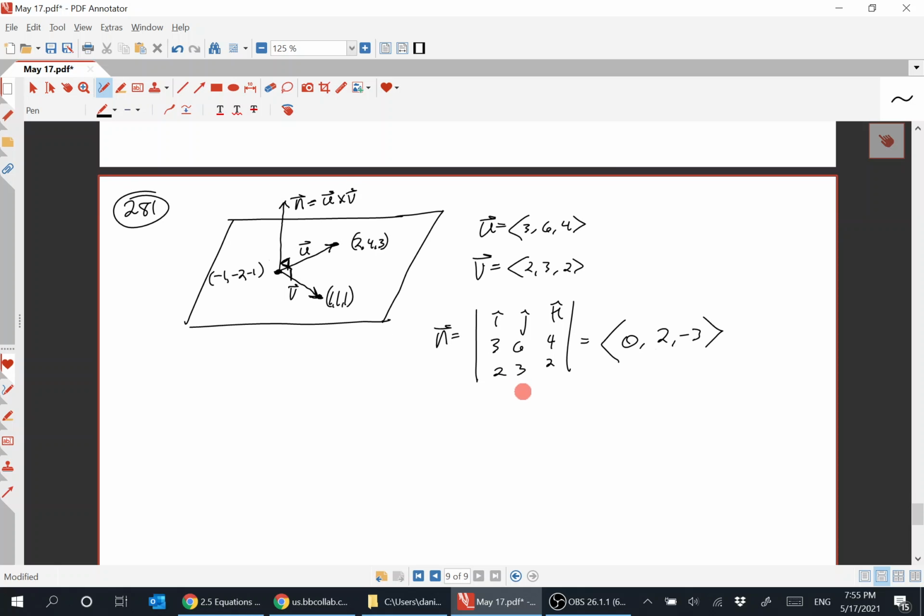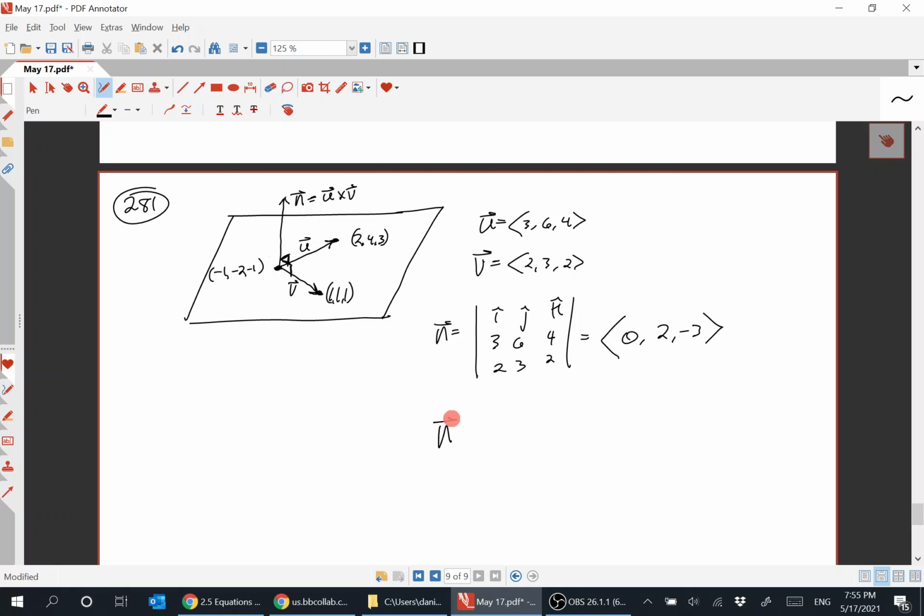Right? So now the equation of the plane: n dot (x, y, z) is equal to n dot any point on the plane that you want. Do 1, 1, 1. It doesn't matter which point you pick. The dot products are all going to be the same. So here we're going to have 2y minus 3z is equal to 2 minus 3, which is minus 1.